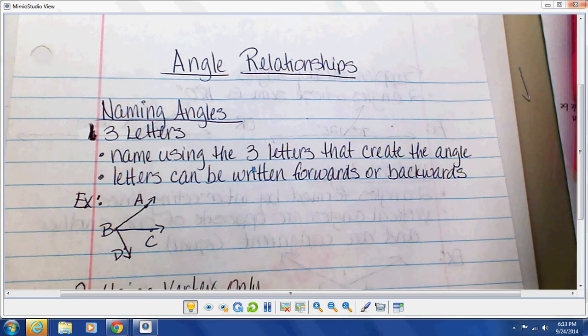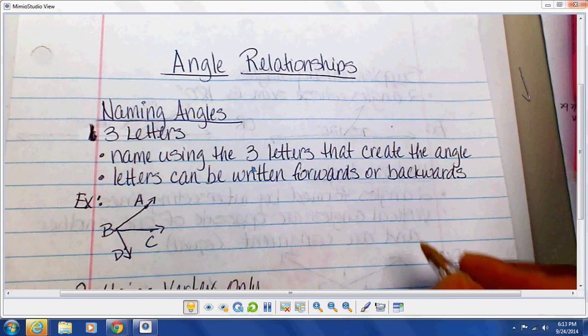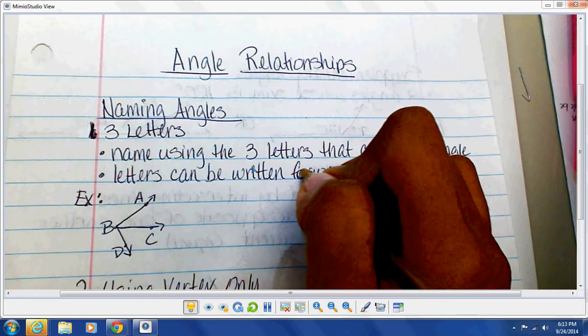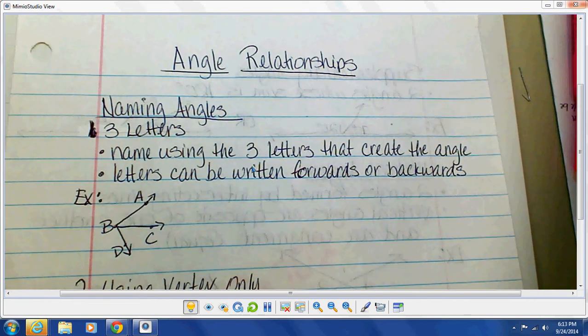Okay, this is the part that you are going to write into your notebooks. So if you need to pause the video and get your composition notebook, then please do so right now. Okay, I just need you to go ahead and be writing this down as I'm talking about it.